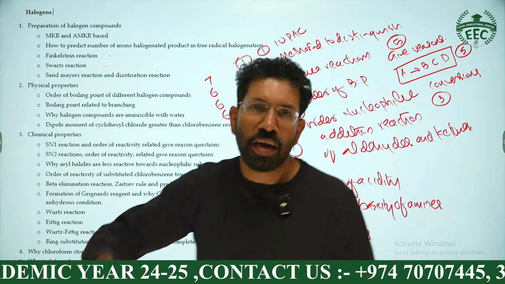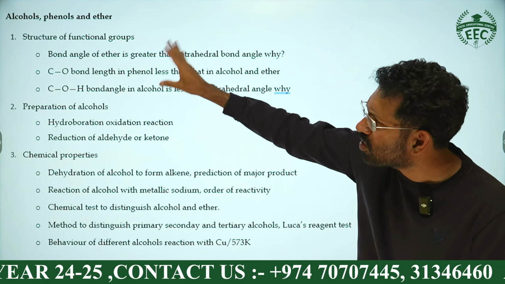So this is alcohols, phenols. The mechanisms are given. These are coming under give reason questions. Bond angle in ether is greater than tetrahedral bond angle. This portion, don't forget to study. This is very important. Bond angle related give reasons. These are all coming under give reasons. Assertion reason question can come. Bond angle in ether is greater than tetrahedral bond angle. C-O bond length in phenol is less than alcohol. C-O-H bond angle in alcohol is less than tetrahedral bond angle. So these all questions are coming.